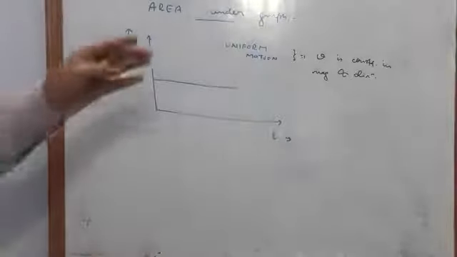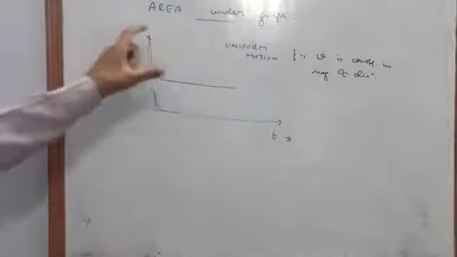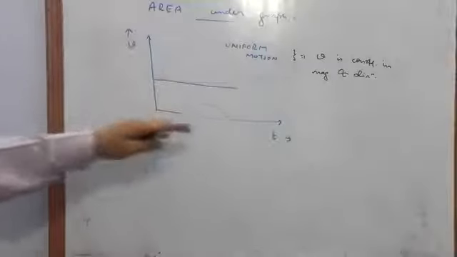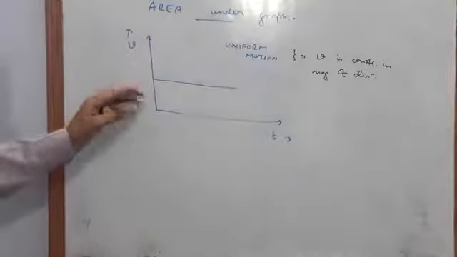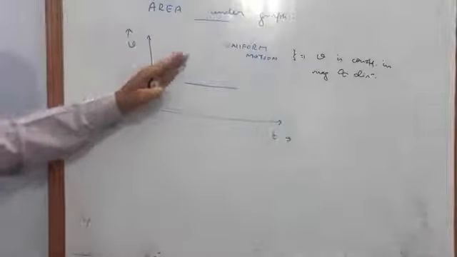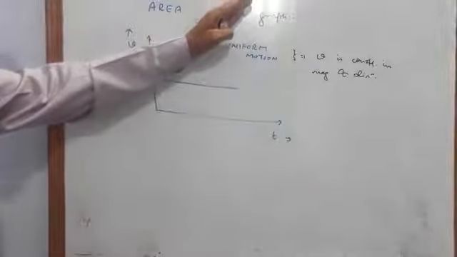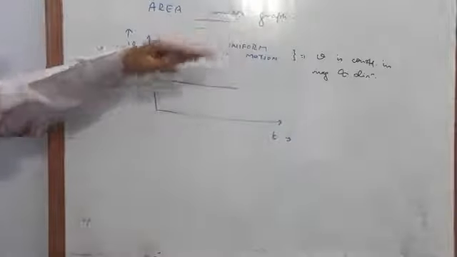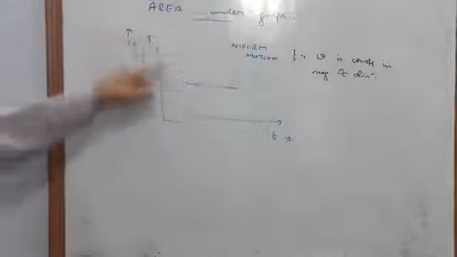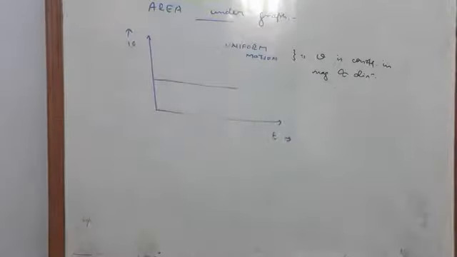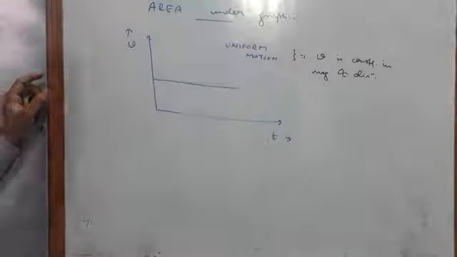If the question is given that you have to plot the VT graph for uniformly accelerated motion, the acceleration means velocity will increase. Velocity will be increasing linearly if acceleration is constant, or velocity may decrease also linearly. So the graphs will be like this or like this. Here velocity is constant. Let us see what we get on finding the area under this graph.